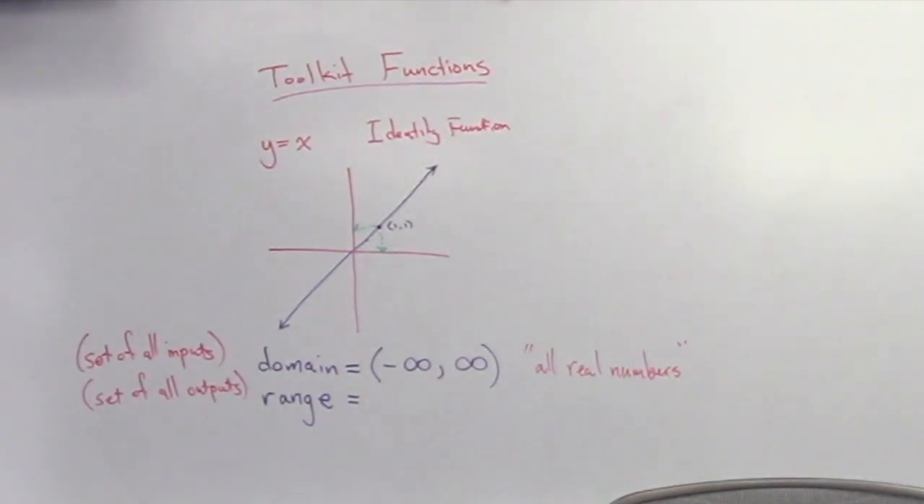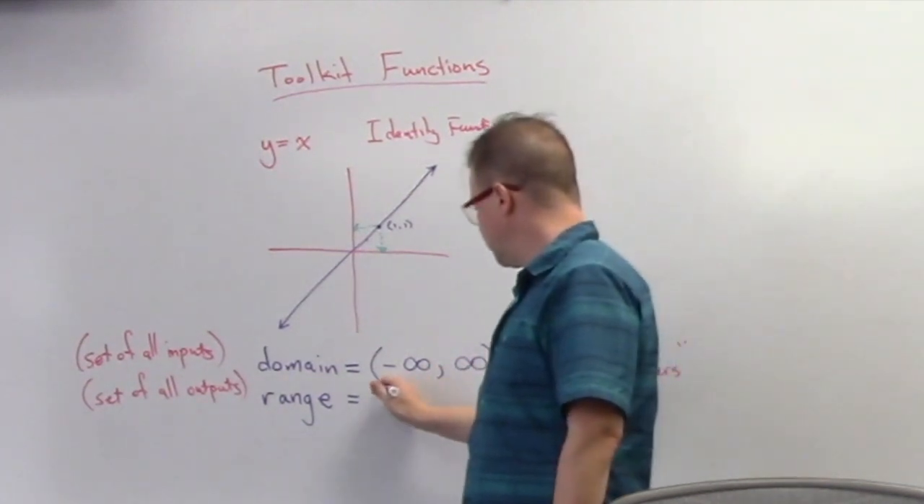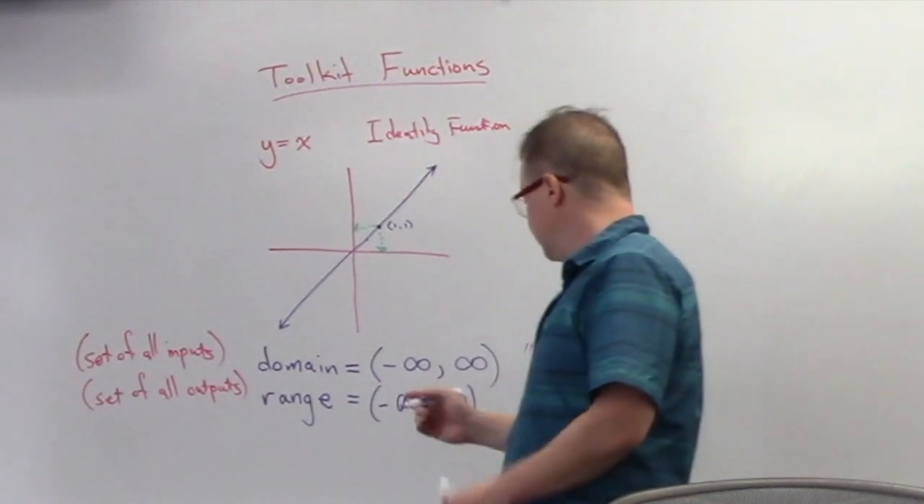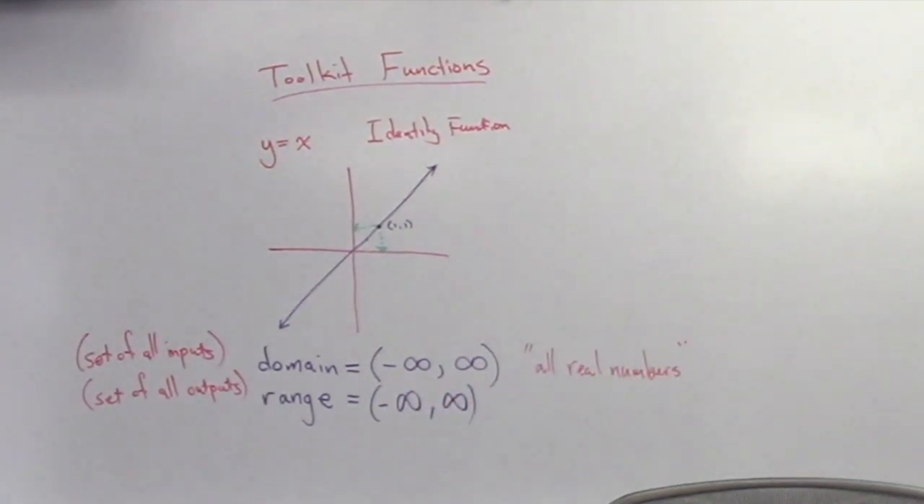And likewise, the range would be what? The same. The same. And for now, that's everything you need to know about the identity function.